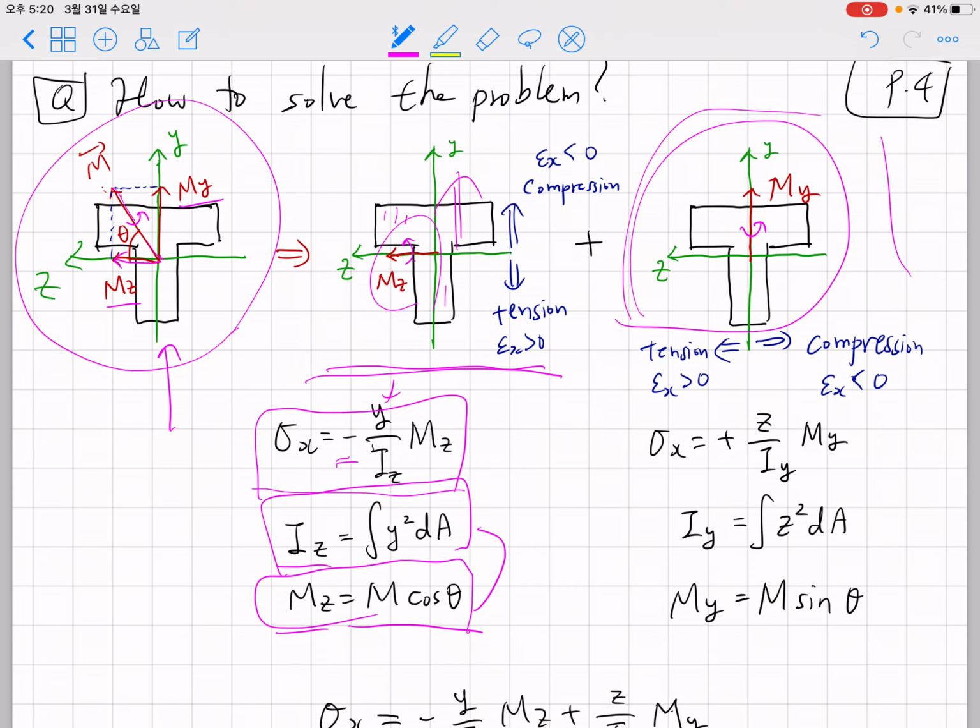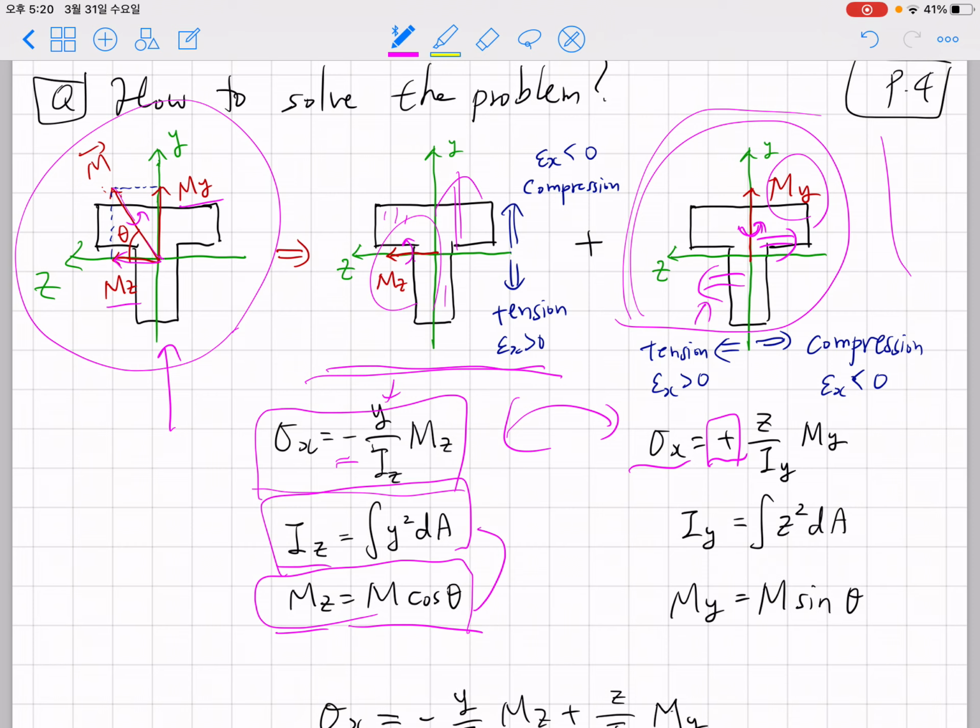But here the thing you have to be careful about is, when you consider My pointing in the positive y direction, if you think about the right-hand rule, you can see that there's going to be compression on the right side, and there's going to be tension on the left side. Because we want to have a positive sign for tension, you got to be careful having a positive sign for sigma x, okay. Other than that, these two equations are mathematically analogous, okay.